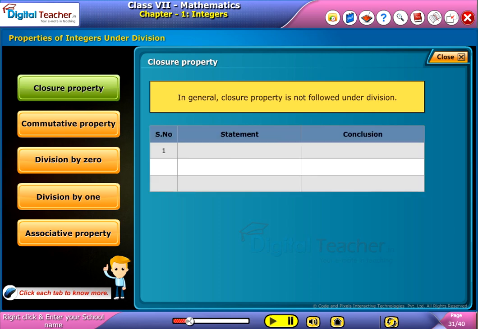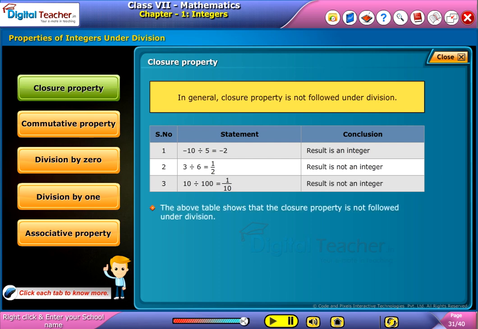In the first statement, minus 10 divided by 5 is equal to minus 2. It concludes that it is an integer. In the second statement, when 3 is divided by 6, the obtained result is 1 by 2, which is not an integer. Similarly, the last statement is not an integer. The above table shows that the closure property is not followed under division.